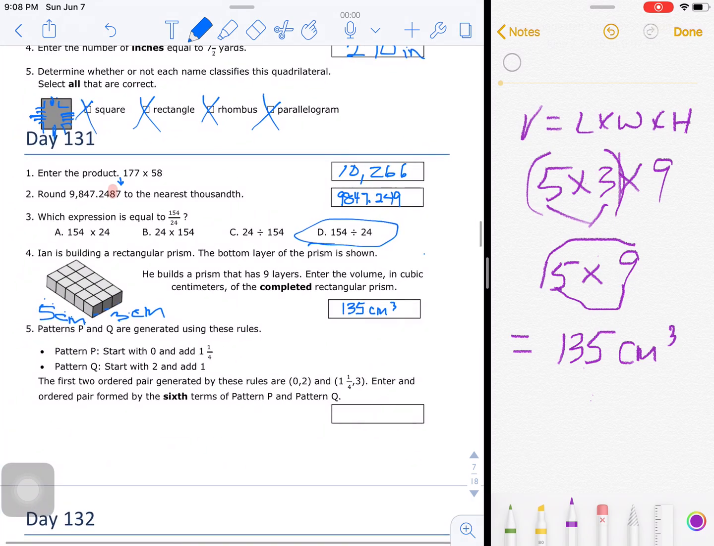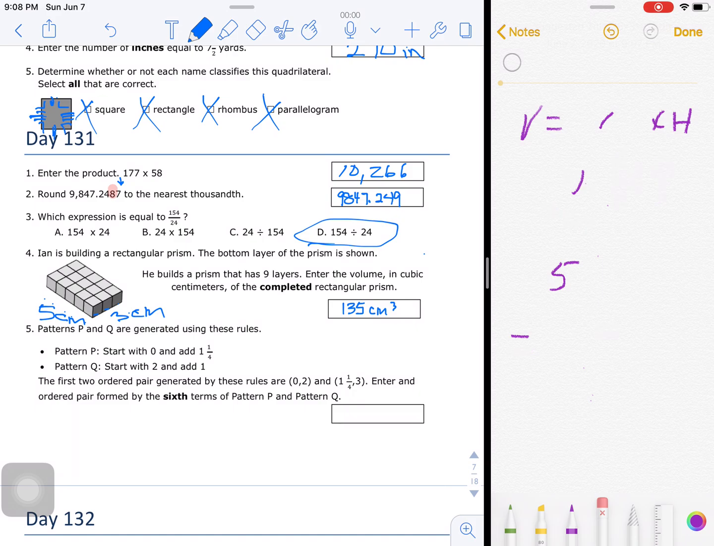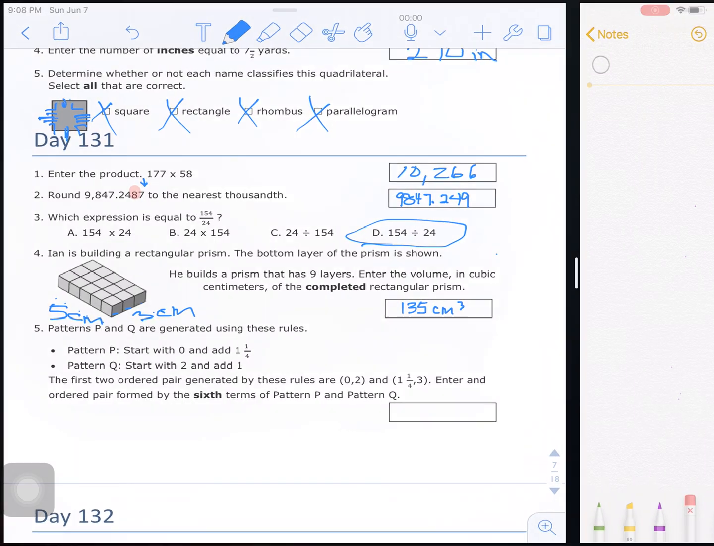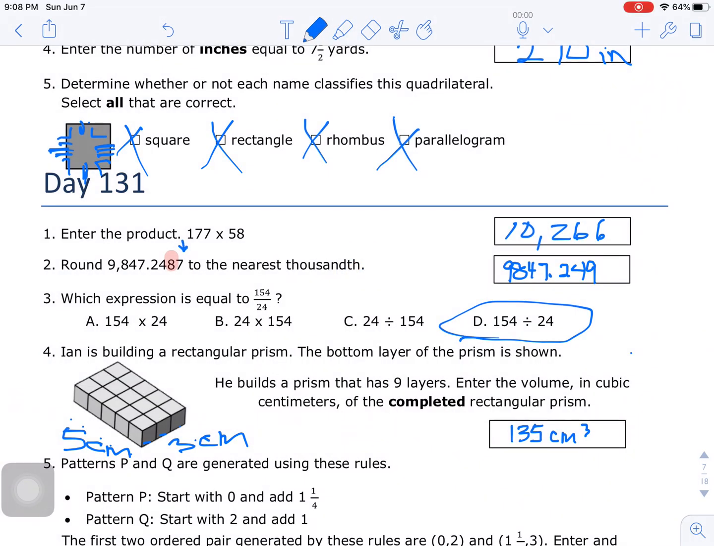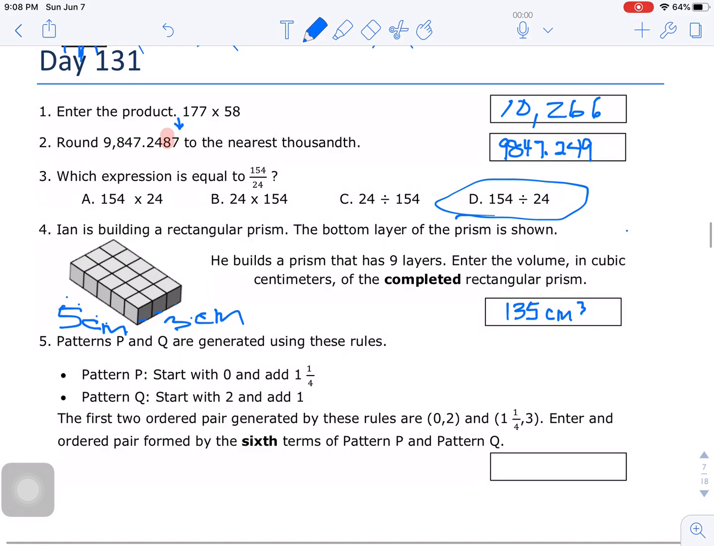And problem number 5. Patterns P and Q are generated using these rules. Pattern P, start with 0 and add 1 1/4. Pattern Q, start with 2 and add 1. The first two ordered pairs generated by these rules are 0, 2, and 1 1/4, 3. Enter an ordered pair formed by the 6th terms.